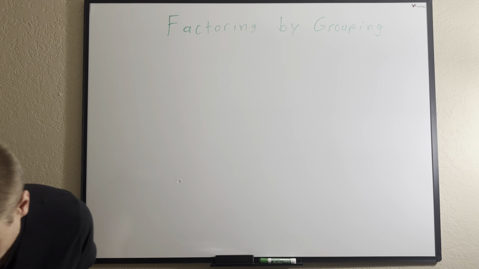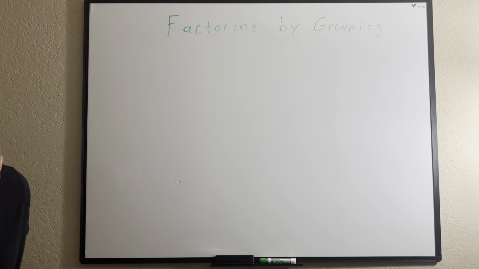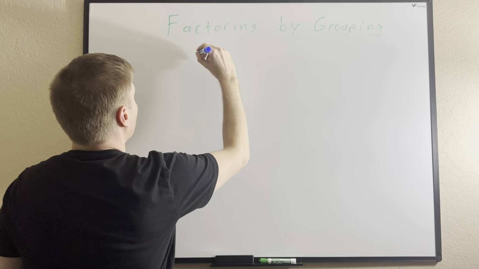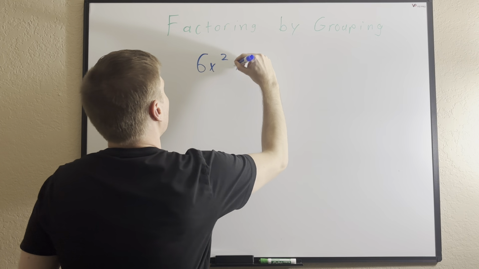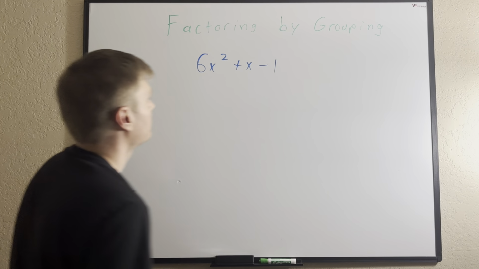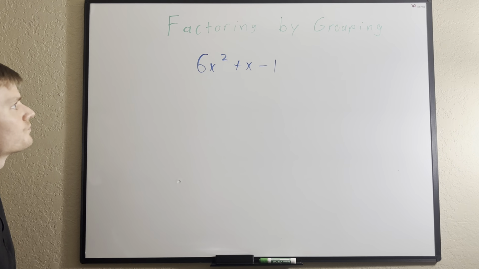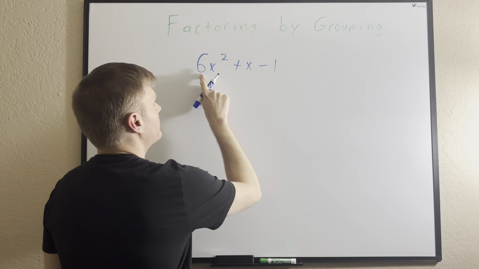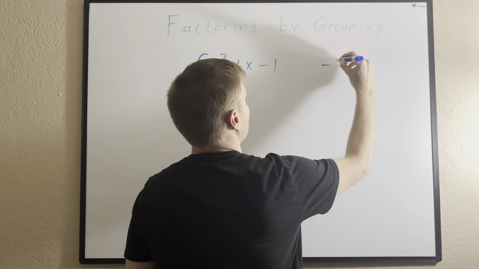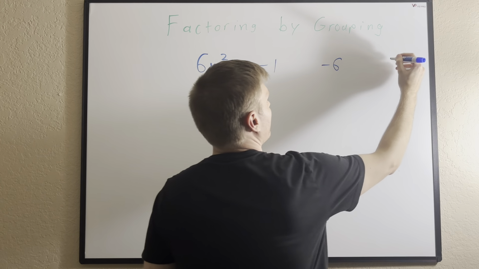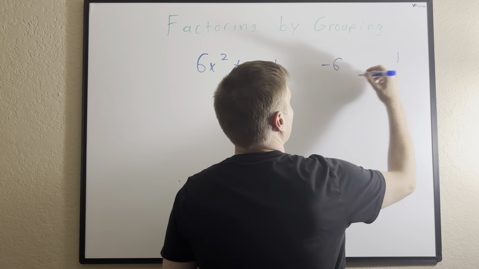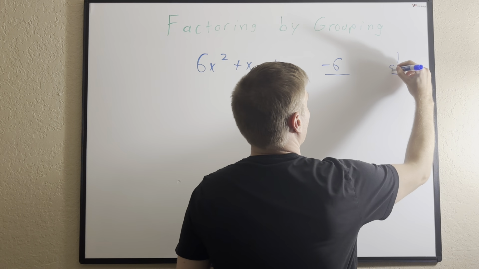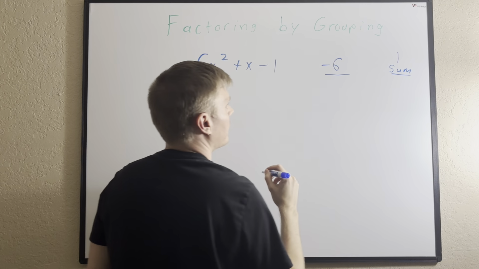All right, so my next example is 6x squared plus x minus 1. Take a times c, which is 6 times negative 1, right? So it's negative 6. And b is 1. So factors of negative 6 over here, and the sum of those factors over here.